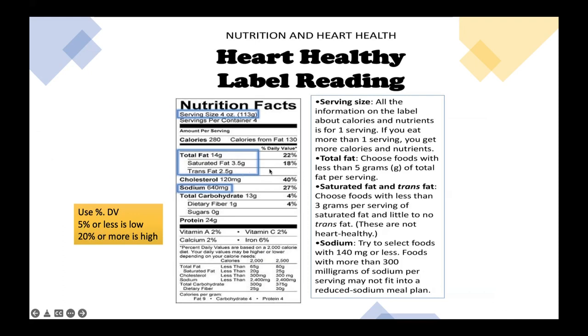So saturated fat here is 18%, which is approximately 20%. So you can understand that it's high in that particular nutrient, saturated fat. Look for dietary fiber. It's just 4%, which is less than 5%, which means it is low in dietary fiber. So for heart health, we want low saturated fat, trans fat, cholesterol, sodium, and high in nutrients like dietary fiber.